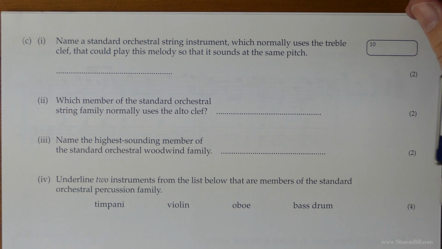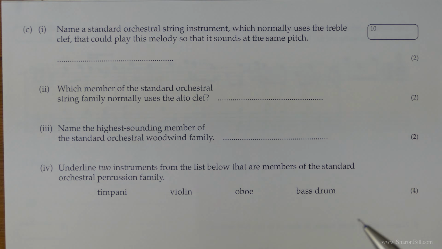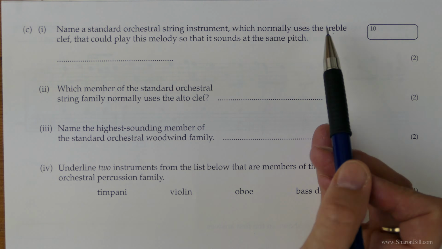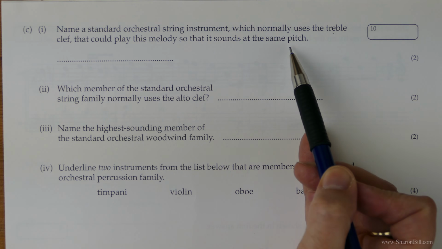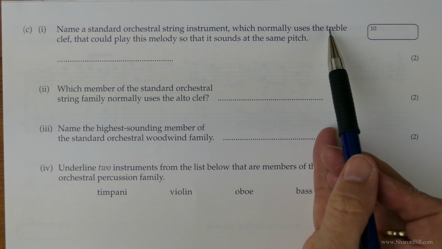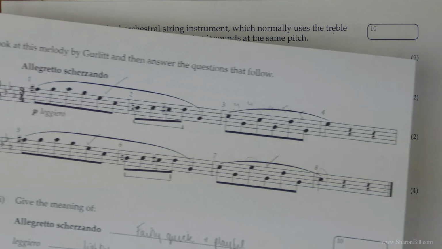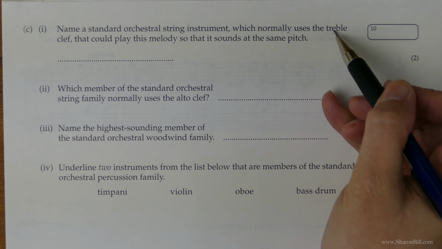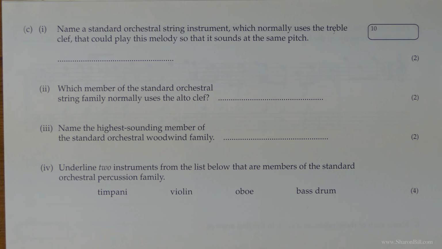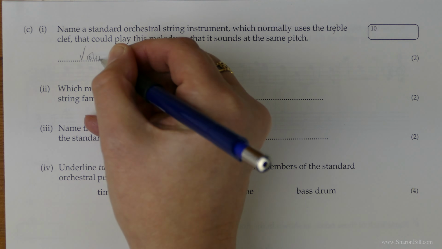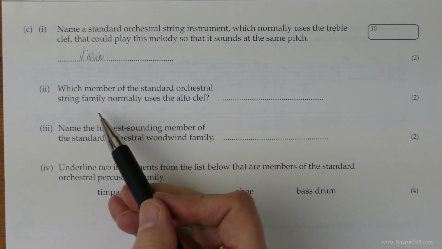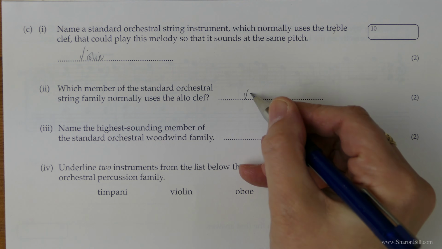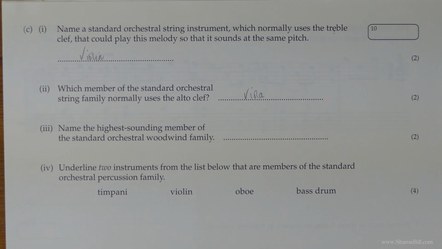Now just turn over the page and we get some more questions relating back to this, but they're a little bit more general orchestral questions. We're asked to name a standard orchestral string instrument which normally uses the treble clef that could play this melody so that it sounds the same pitch. The string instrument that would be quite comfortable in this higher treble clef register, and usually reads in the treble clef, is the violin. Now, which member of the standard orchestral string family normally uses the alto clef? That has to be the viola. There's no alternative there, it's just the viola.